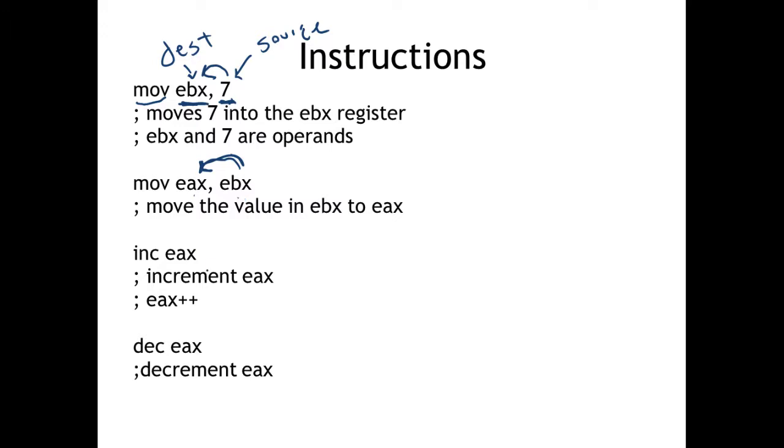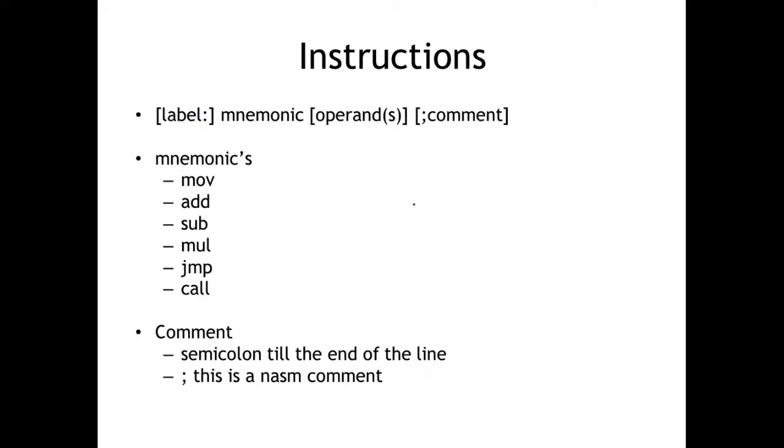Here's an implied one, so increment EAX. So what's that going to do? Well, that's going to take whatever value, 32 bits in EAX, and add 1 to it and then store that result into EAX as well. So it's not just incrementing EAX, but it's incrementing it and storing it in EAX as well. And the same holds true for decrement, except we're simply moving in the other direction. We're subtracting a value.